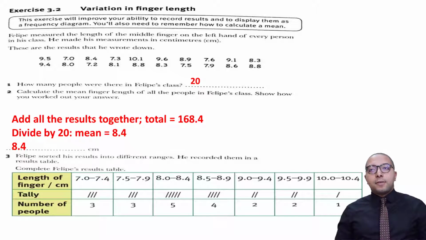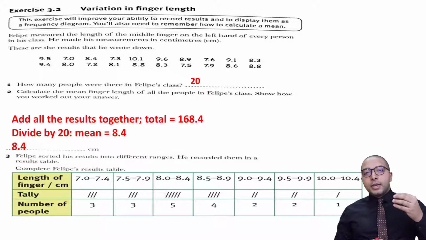So in order to get the average, when we add everything up together, it's going to be 168.4 centimeters. We're going to divide it by 20, so the correct answer should be 8.4 centimeters. Based on the experiment, we have the table. What I want you to do is to get the tally representing each range of lengths.